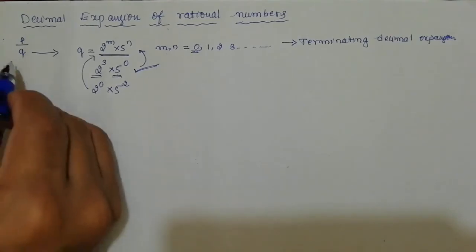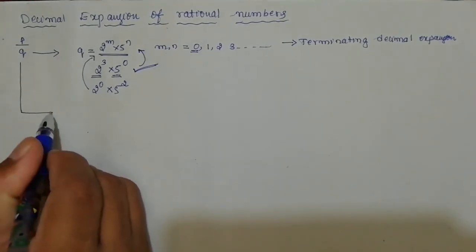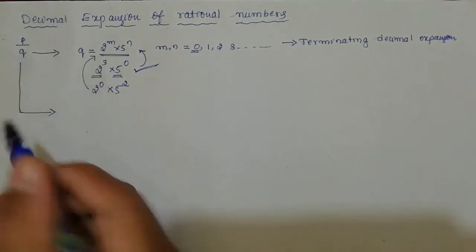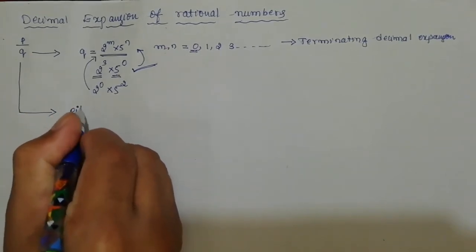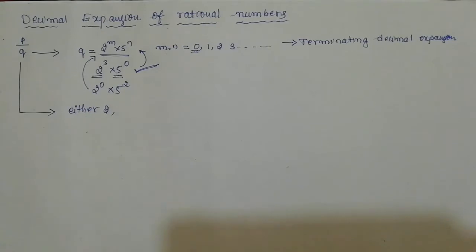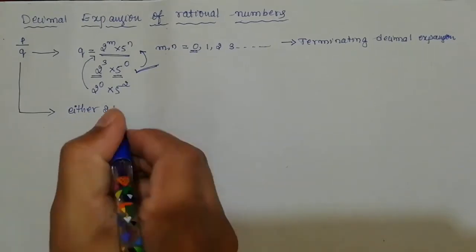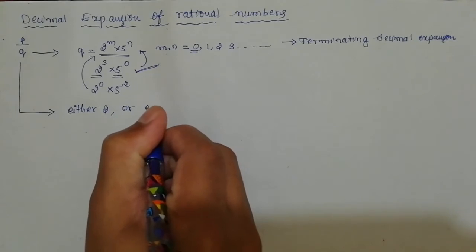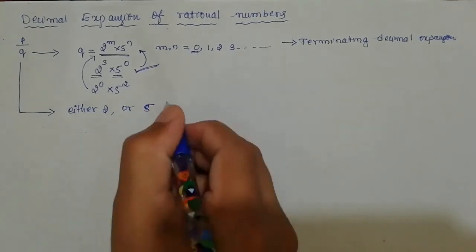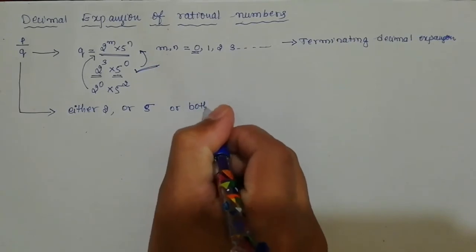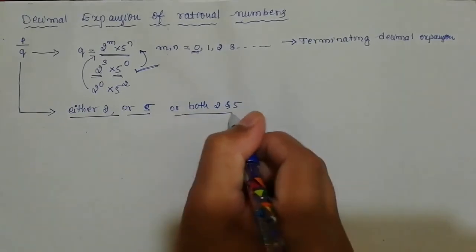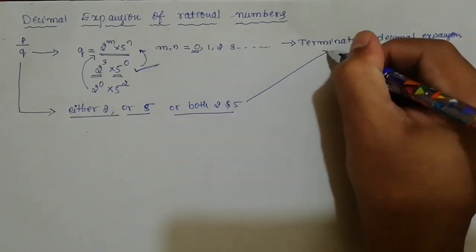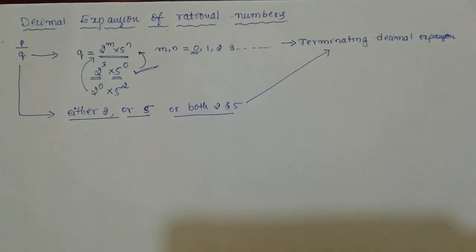So by this we can understand, when you express the denominator as a product of primes, it may contain either only 2, just 2, or only 5, or both 2 and 5. In all these cases, the decimal expansion of that number will be terminating. Remember this one.